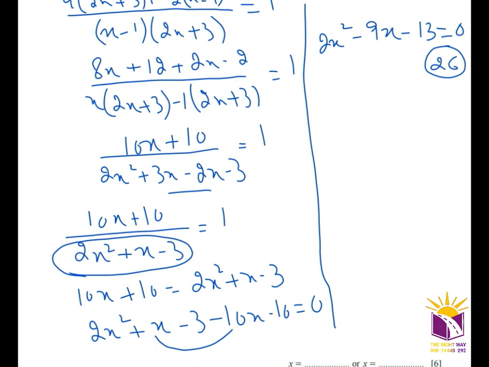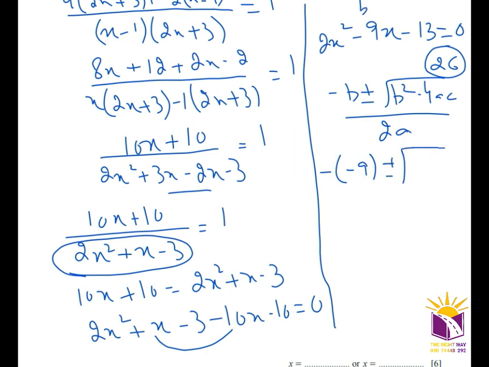So I am going to use the quadratic formula, which is x = (-b ± √(b² - 4ac)) / 2a. It will become (-(-9) ± √((-9)² - 4 × 2 × (-13))) divided by 2 times 2, because b is -9, a is 2 and c is -13.